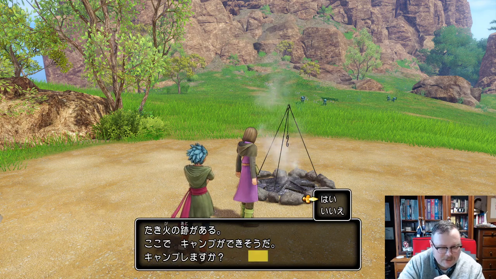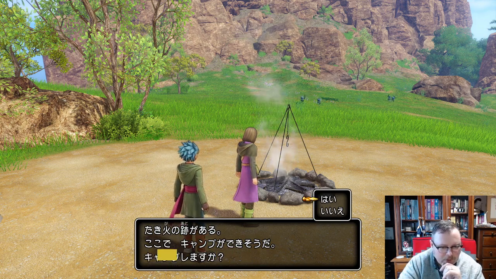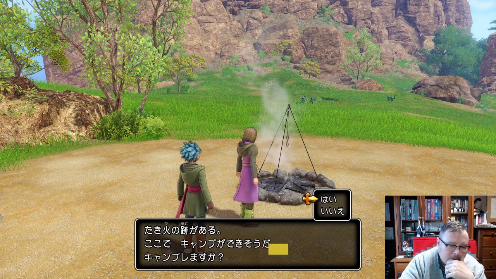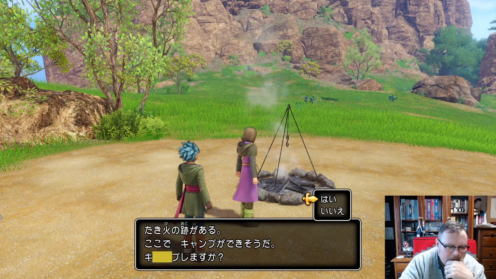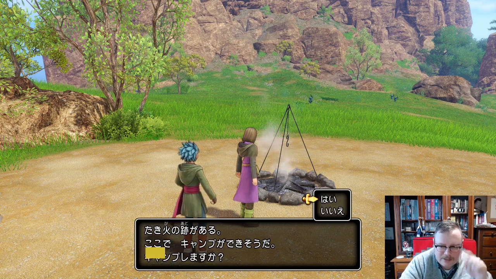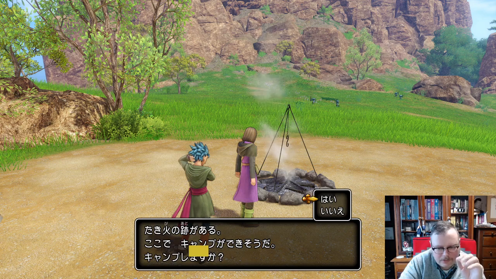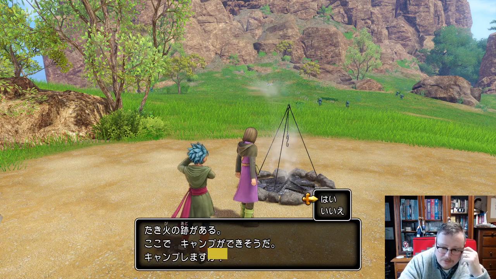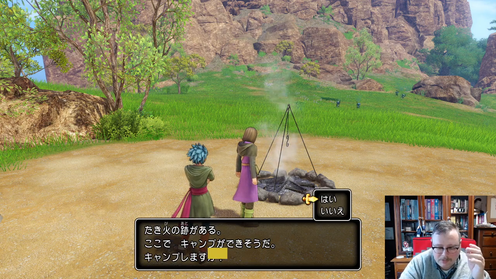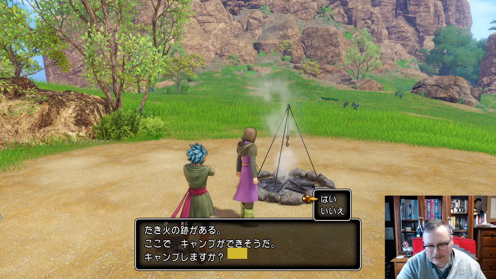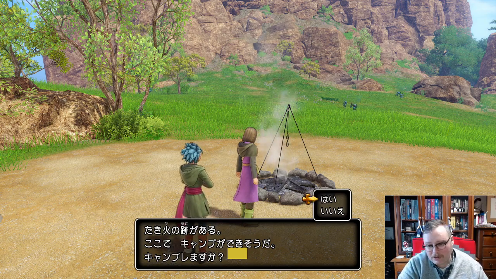Koko de campu ga dekisou da. Campu shimasu ka? So first of all, koko de campu ga dekisou da. All right, da is the copula. It means is. And so we've got koko. Koko means here. De means at. So at this point. Koko de, at here. Campu, so camping. Ga, subject marker. What comes before it is the important part. Camping is the important part. And then dekisou is an interesting conjugation of the word dekiru. Dekiru means can do. You can do something.